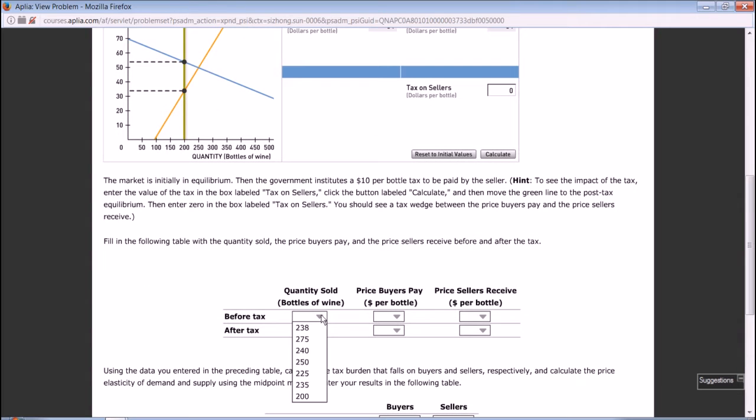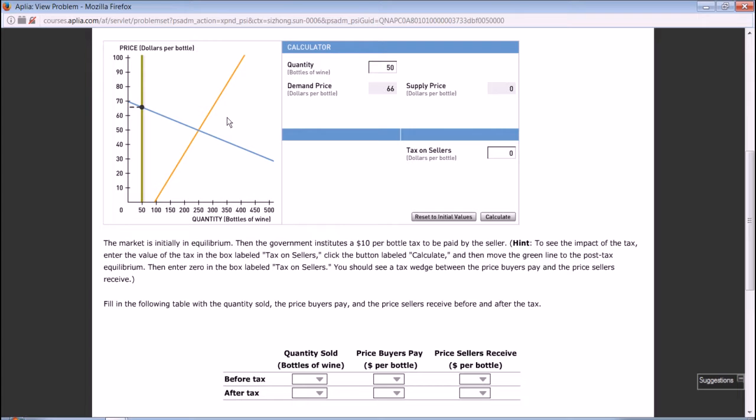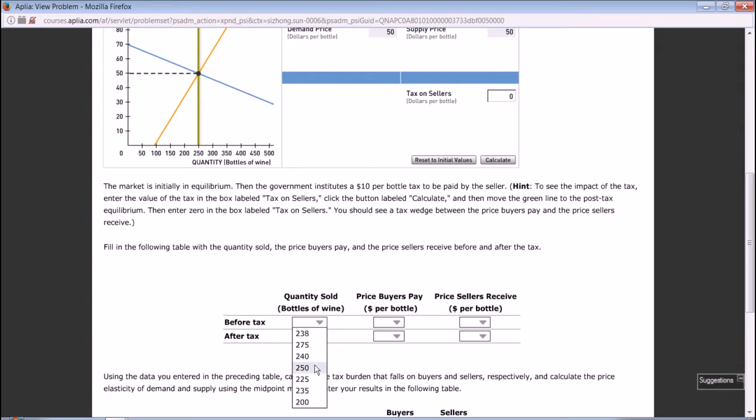So before tax, we know the quantity of supply. Let's reset to the initial value. Before tax, quantity of supply is 250. The price before tax is 50, which is the price buyers paid and also the price sellers received. So that's 50 as well.